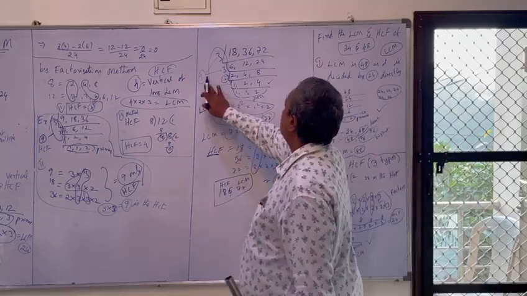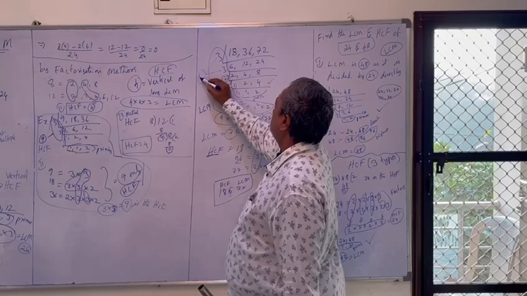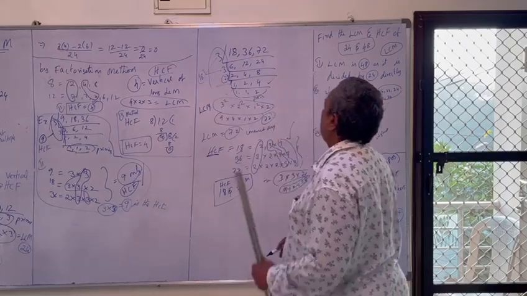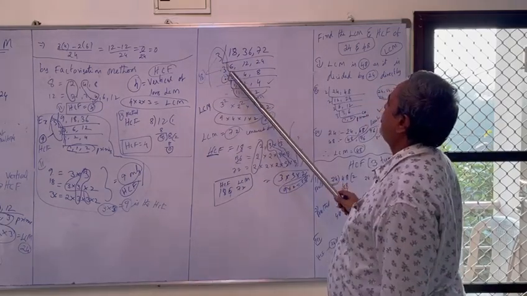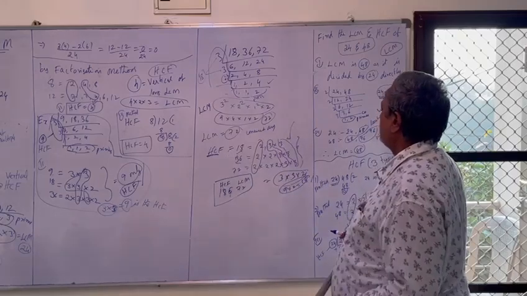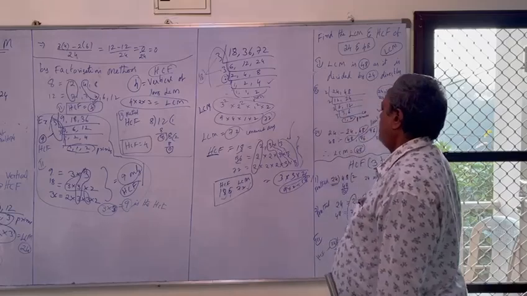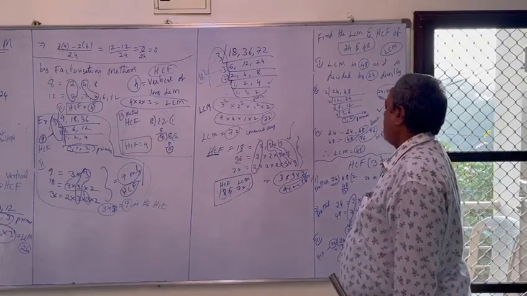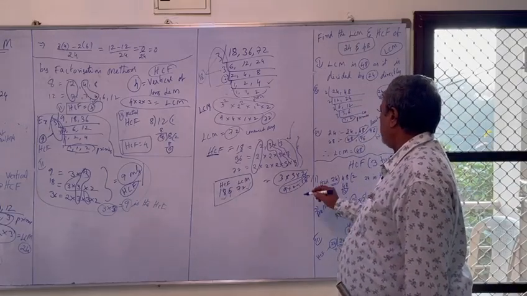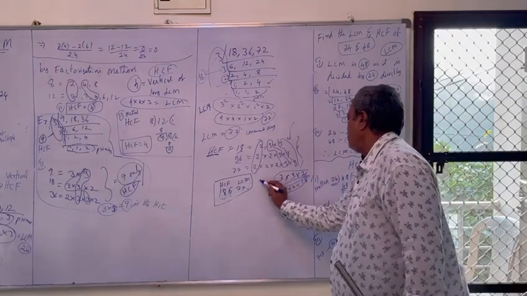You have written it wrong here. Observe it. What are you doing? 3 3s are 9, 9 2s are 18. According to the factorization, HCF is 18 and LCM is 72. We got it. Then we get the HCF in this way.